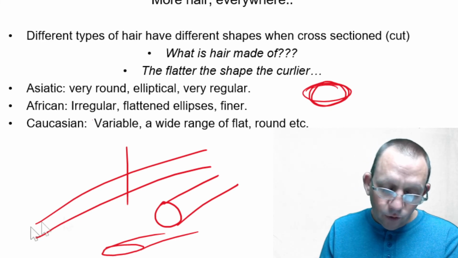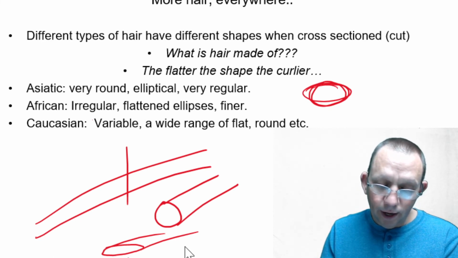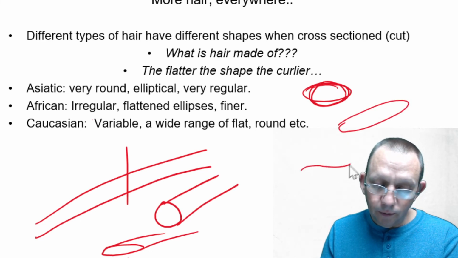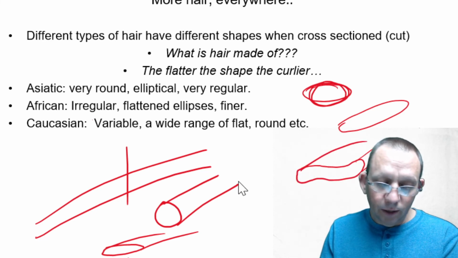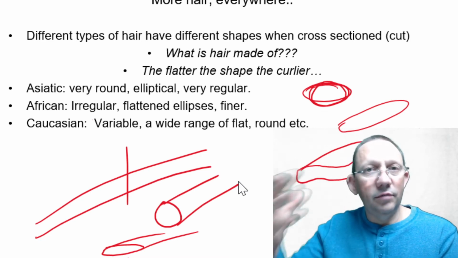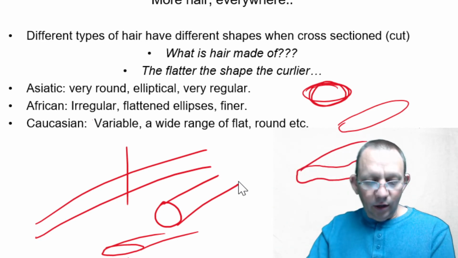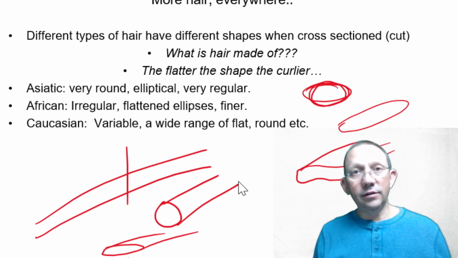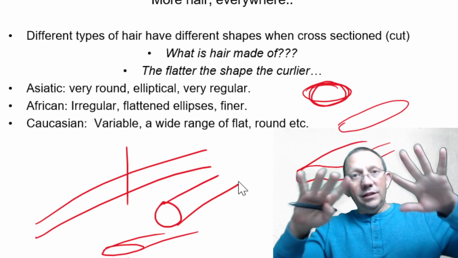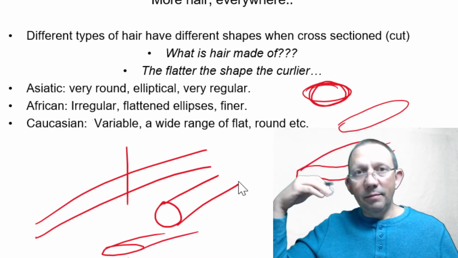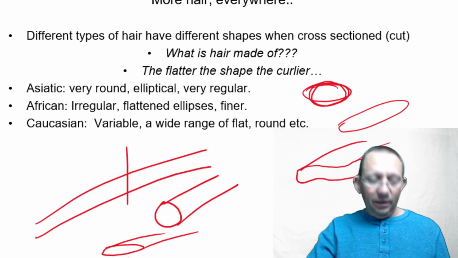So it may not only have a flattened ellipse this way, but also may look similar to this. It has a different kind of shape to it, and that would give it its curliness, basically. Caucasian hair is variable, with a wide range, because you can think of it as a mix of everything that has gone on, with many variations over many generations.